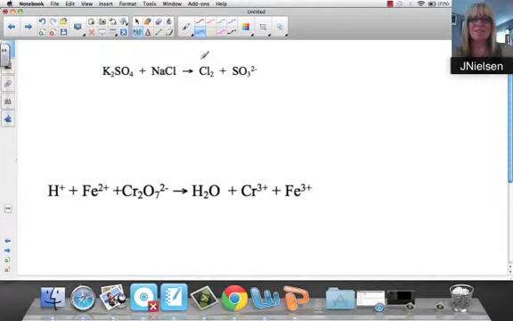So here I've got a 0, I've got a -1, +1, -2, +1, +6, -2, but I need a net -2 charge, so this is going to be +4. All right, so let's look at what's being oxidized, what's being reduced. Chlorine. So we've got NaCl going to Cl2.